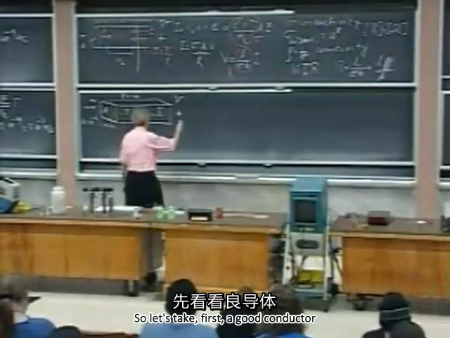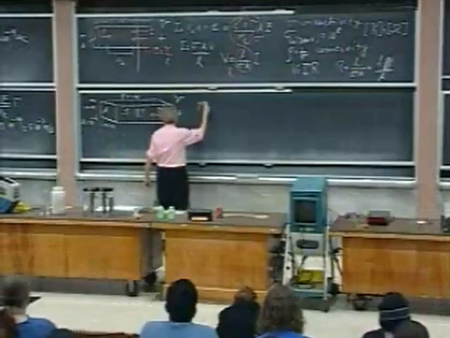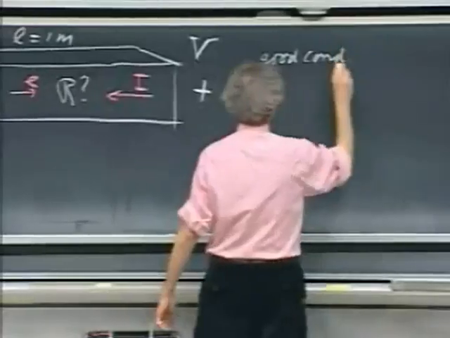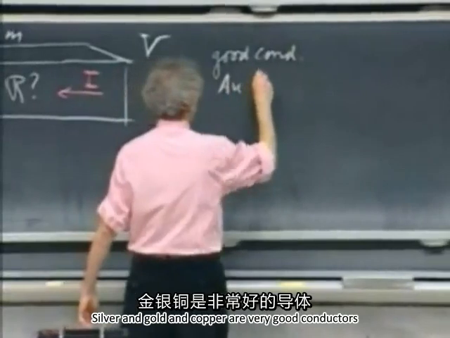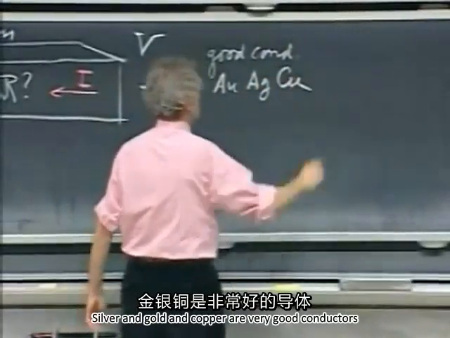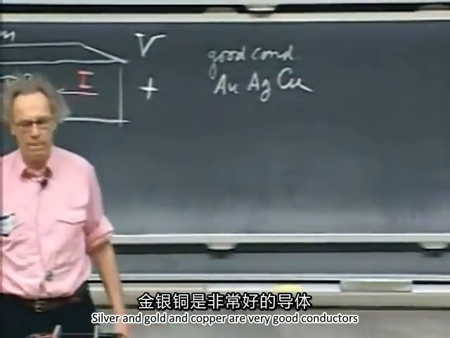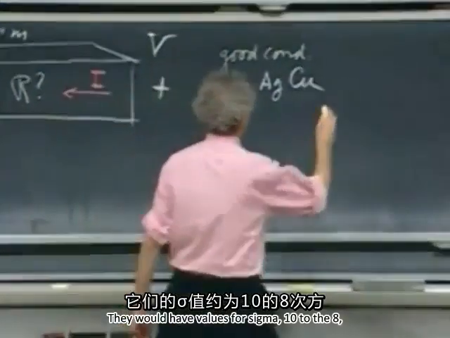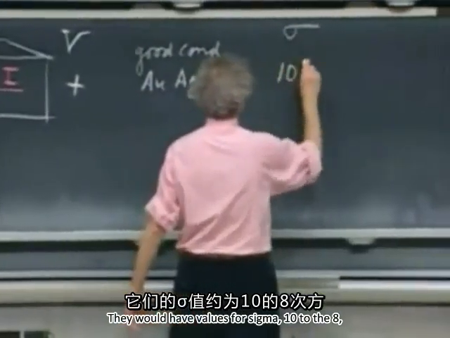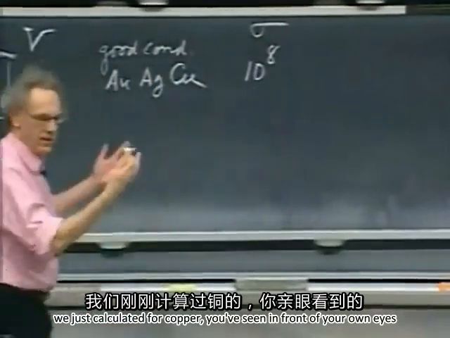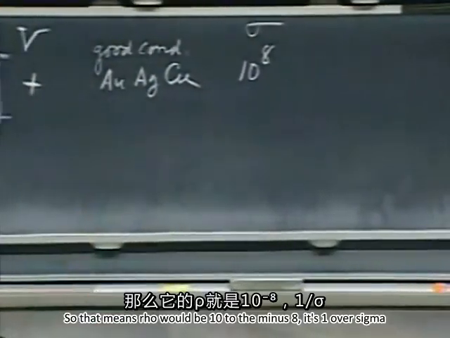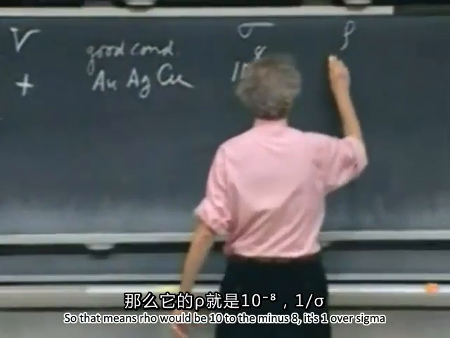So let's take first a good conductor. Silver and gold and copper are very good conductors. They would have values for sigma of 10 to the 8, as we just calculated for copper. You've seen it in front of your own eyes. So that means rho would be 10 to the minus 8.